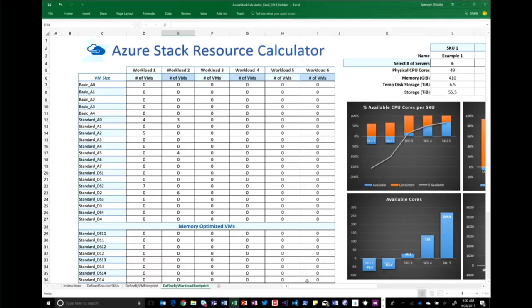Maybe it's too far in the future, but if you buy a stamp or a scale unit today and you would like to go to a multiple scale unit model in the future, do you start from scratch or can you expand? Our intent is that from that initial deployment, you can expand in three vectors: adding servers to that scale unit, adding scale units to the region, and then adding regions.